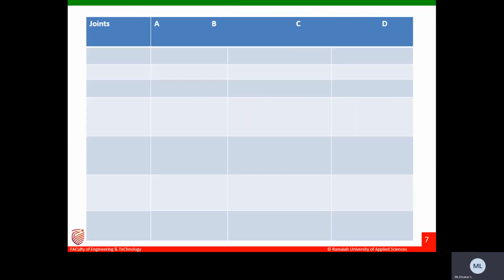Now the next step is the moment distribution table. So this is called the moment distribution table. The third step is the moment distribution table. First, we need to write down the joints. What are the joints? Then let us write down the members. What are all the members?